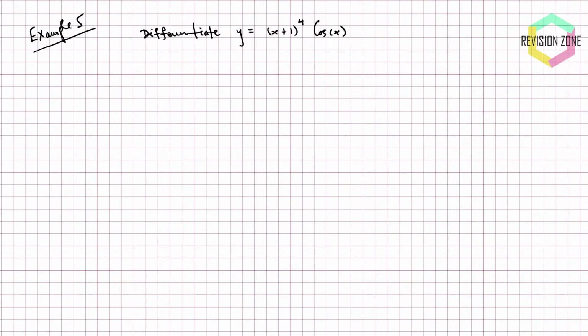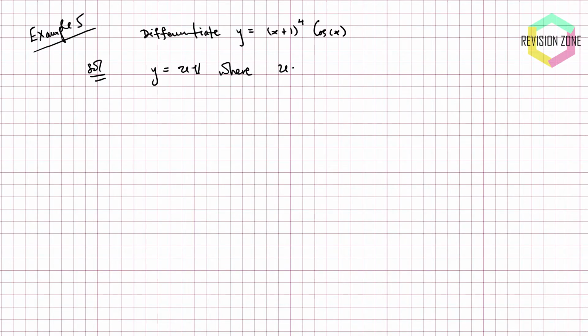So example 5, we have a slightly more nasty looking function, (x plus 1) all to the power 4 times cosine x. But again, it's really much like what we've seen before. It's one function multiplied by another function, provided we can differentiate each function, we can differentiate the overall function. So sticking to our convention, we're going to try and switch to the Leibniz notation. So I want the function written as u times v, where u and v are functions in their own right.